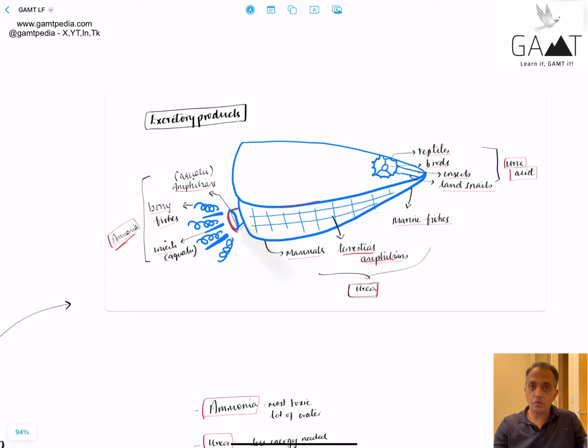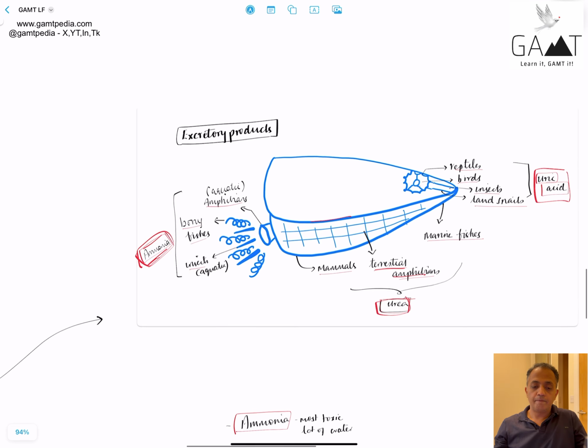You have this A, which resembles the letter A, stands for amphibians. This is B, so a lot of B's joined together, and that stands for bony fishes. So all the bony fishes excrete ammonia. And then you have the lines between, which stands for aquatic insects. We already saw insects here, which are land insects, and there are aquatic insects because they are in water. So all these 3 groups of organisms excrete ammonia as their common end product.